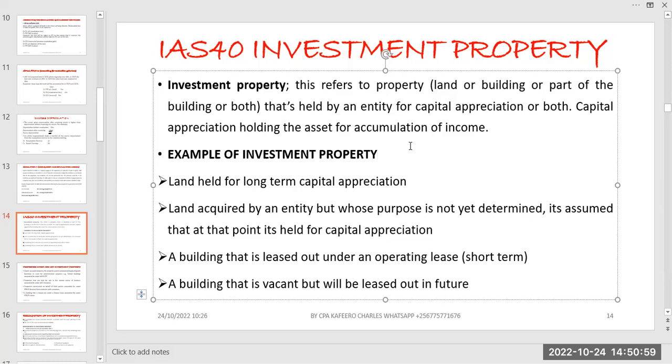Let's go through our notes, and we see we are saying investment property. It must be a tangible asset or property. In other words, it's land or building or part of a building, or both. I say part of the building because part may be earning rental, and the other part may be used for administration. We are going to look at those scenarios. That's why I'm saying land or building, or part of the building, or both, that is held by an entity for capital appreciation or both.